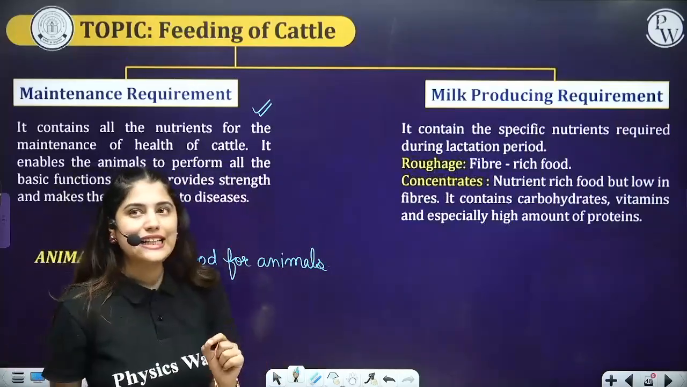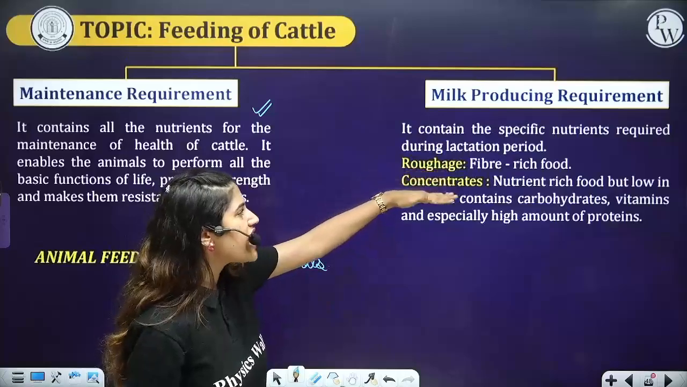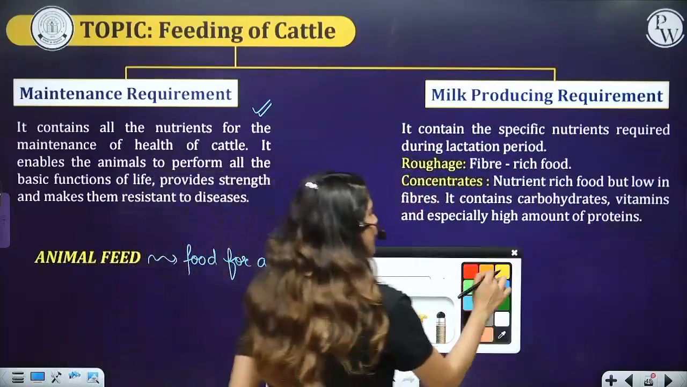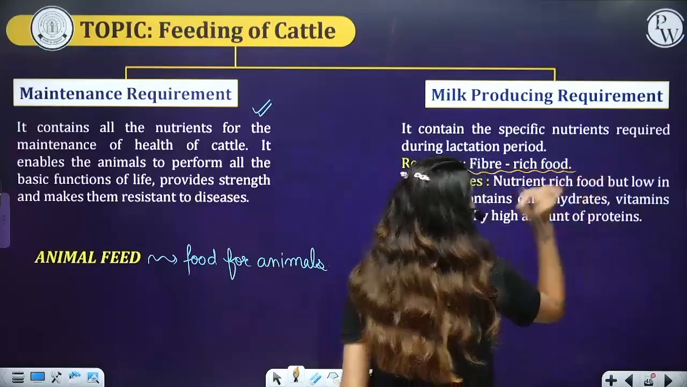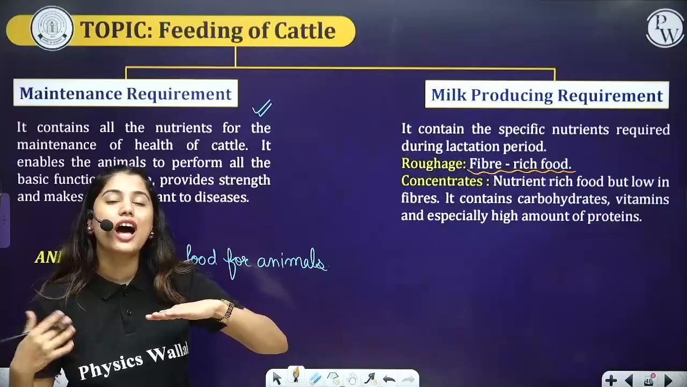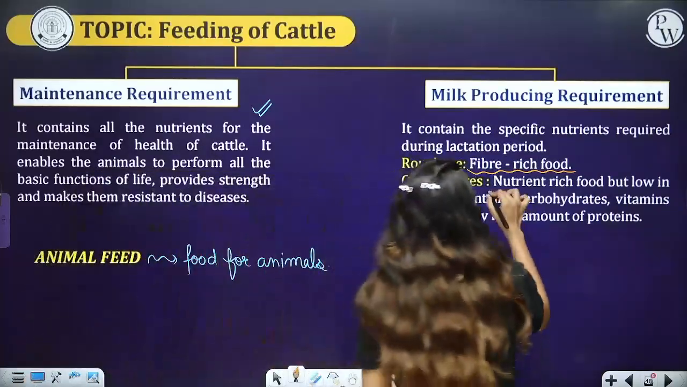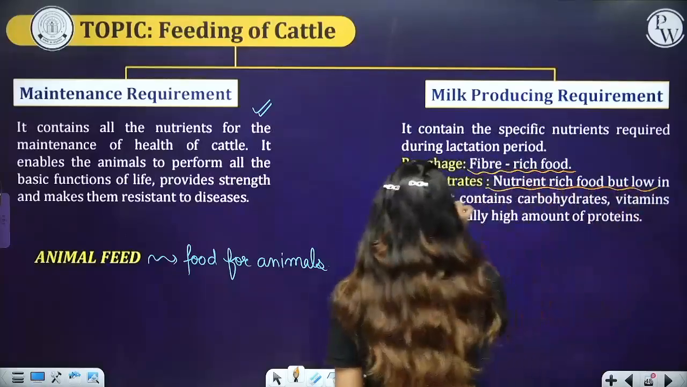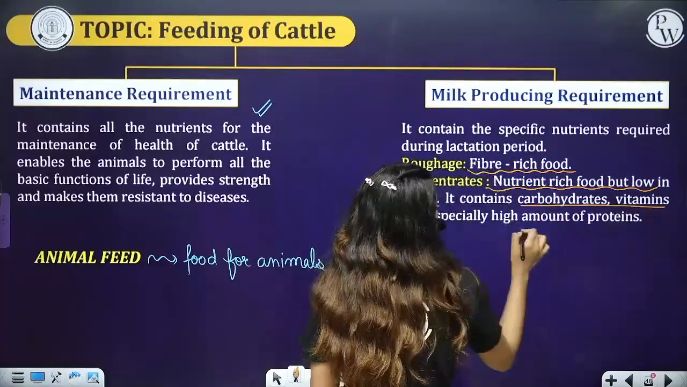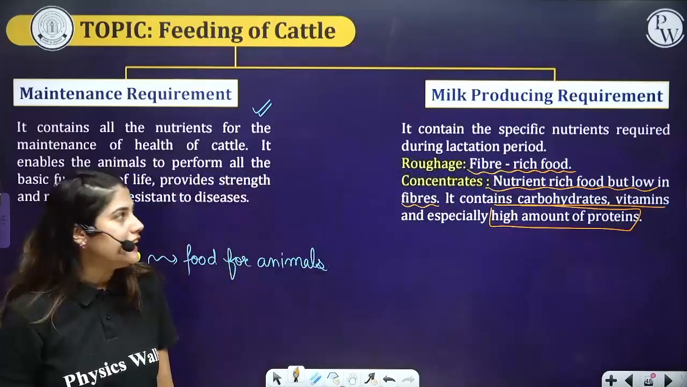So basically, the cattle have two types of food, the roughage and concentrate. Roughage is the one which is rich in fibers, and concentrates are the ones which have less fibers but other nutrients like proteins and carbohydrates in large amounts. The nutrient rich food but low in fibers. It has carbohydrate, vitamins and proteins, but remember it will have a large amount of protein.